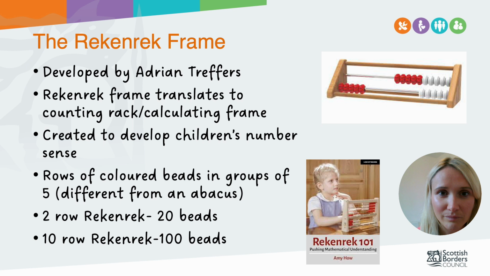The Rekenrek has rows of beads. There are 10 beads in each row, and they're grouped in 5s. Each group of 5 is either coloured red or coloured white. That is what makes it different to an abacus. So it isn't actually an abacus, due to the coloured configuration of the beads. There are two different types of Rekenrek frames. There is a 2-row Rekenrek frame, which has 20 beads, 10 on each row, or you get a 10-row Rekenrek frame, which has 100 beads, and again 10 on each row.